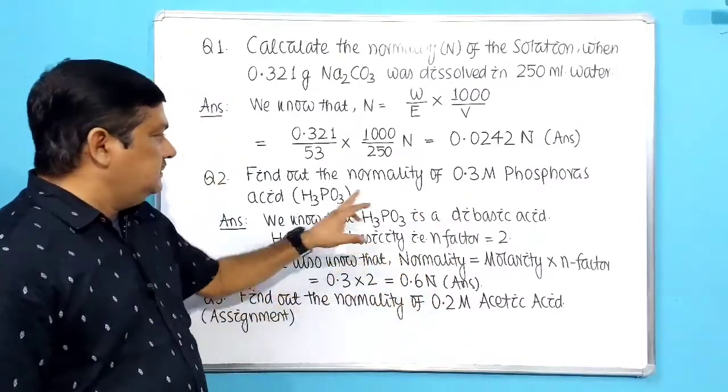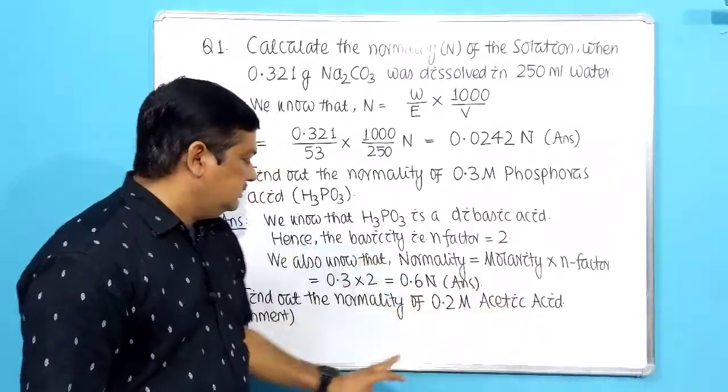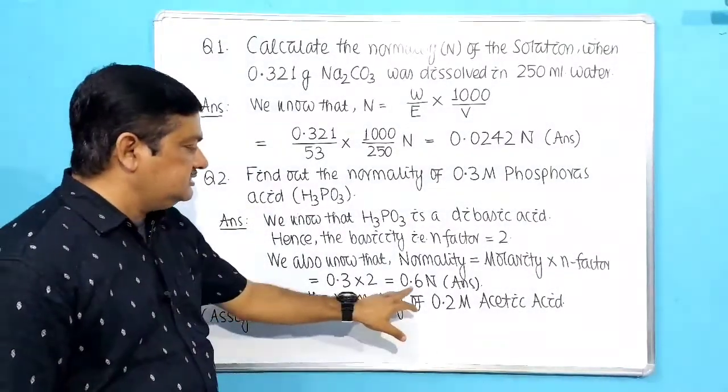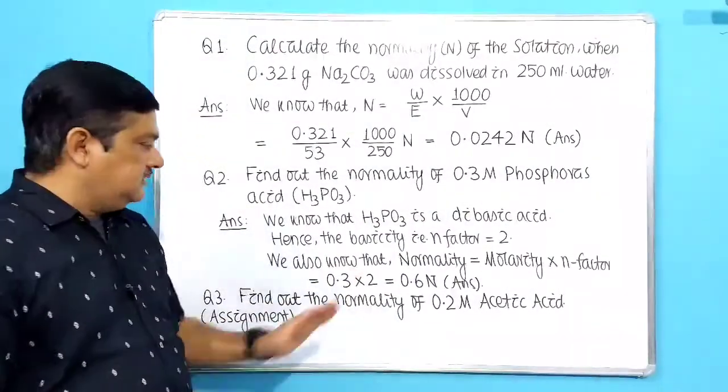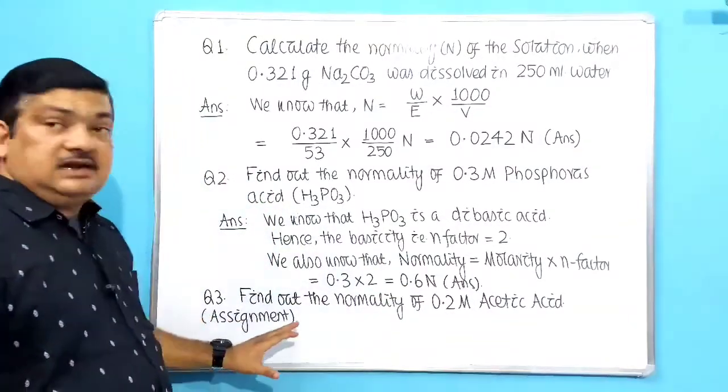So what will be the normality of the given solution? The given molarity is 0.3 molar into n factor 2. So the normality will be 0.3 into n factor, that is 2, that is 0.6. So if you remember this formula, it is very easy to solve these numericals.